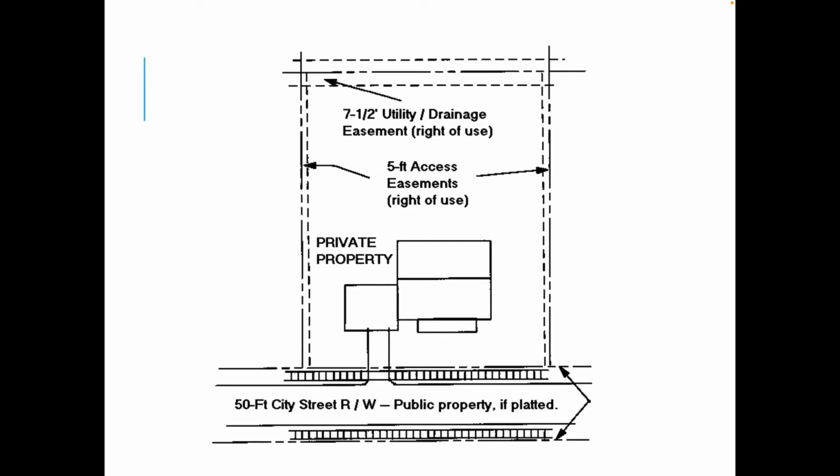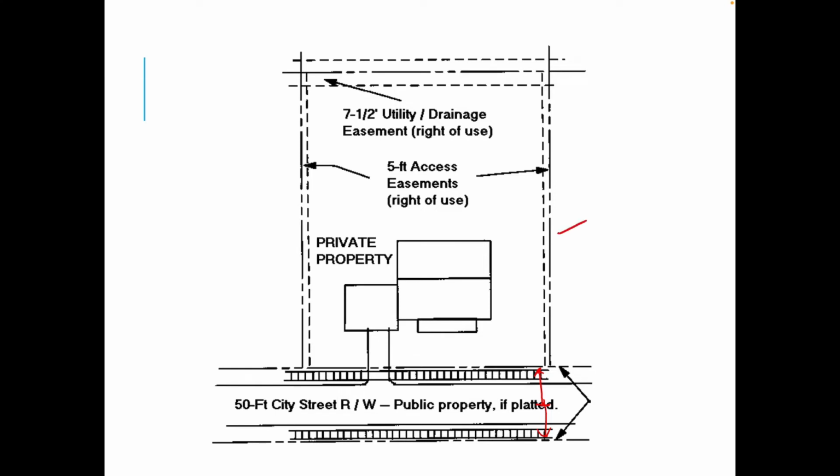So here might be another example. Here we have a 50-foot city right-of-way that's going to run from the middle to either end of the sidewalk. You can see where the sidewalks are on this side. Here we have 5-foot easements on the property.